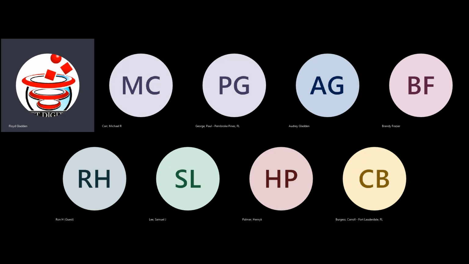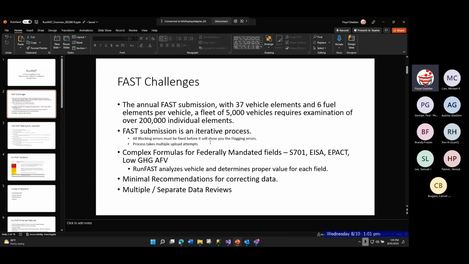Additionally, the FAST submission is an iterative process. You fix a few errors, upload your file, fix a few more errors, re-upload the file, fix more, find more errors. So it takes multiple attempts to get that done. And so we're going to show you a better and quicker, easier way to do that.